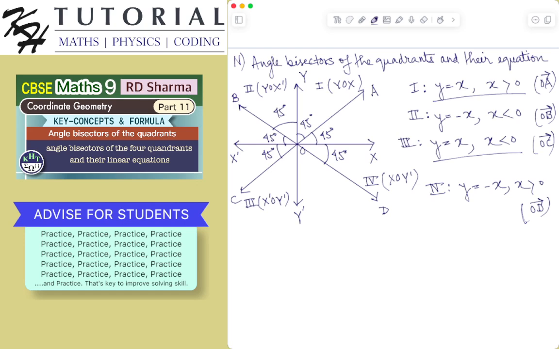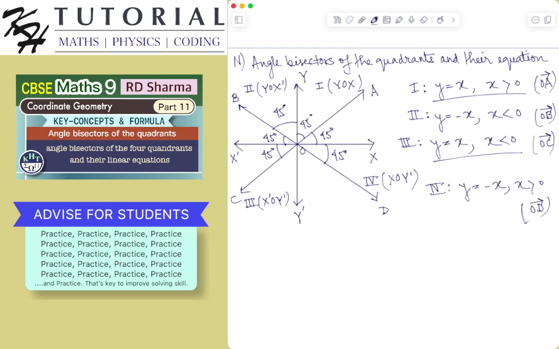Similarly, the angle bisector of the second quadrant is the ray OB, whose equation is y equals to minus x, but the values of x will be less than 0. And the angle bisector of the third quadrant is the ray OC, whose equation is y equals to x, but the values of x will be less than 0. And finally, the angle bisector of the fourth quadrant is the ray OD, whose equation is y equals to minus x, where all the values of x will be greater than 0.